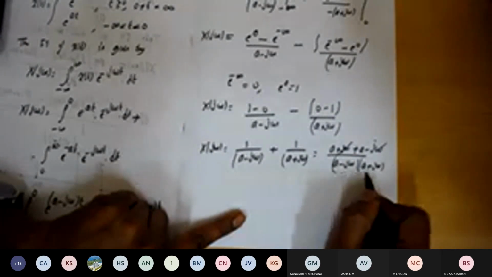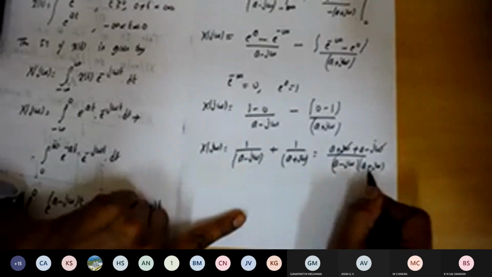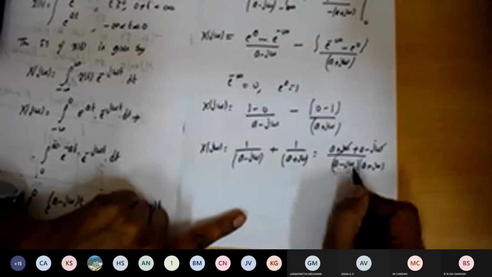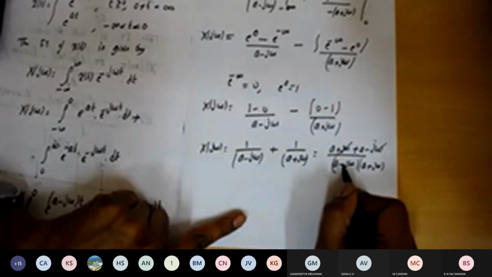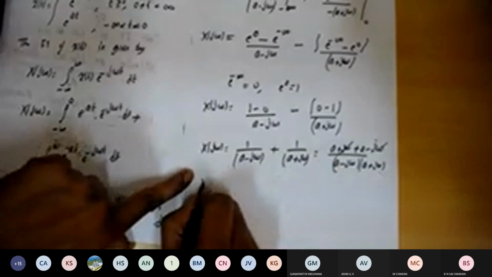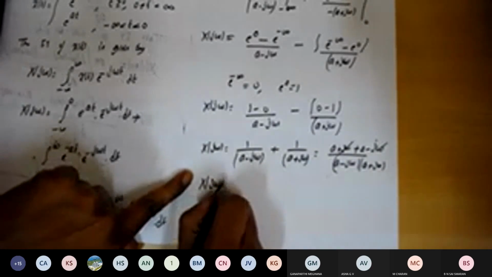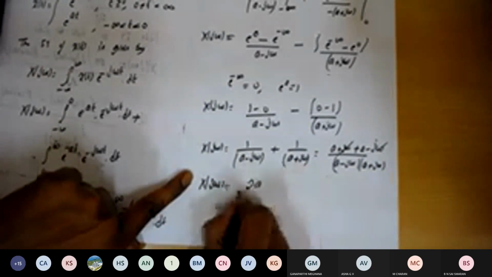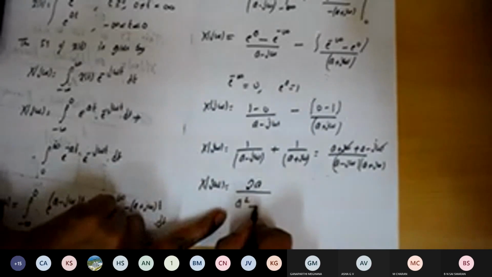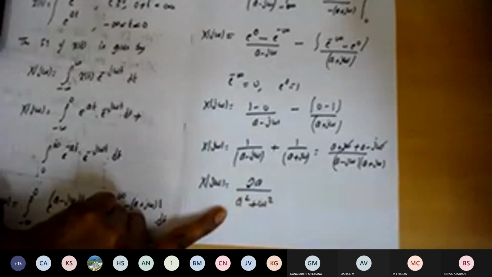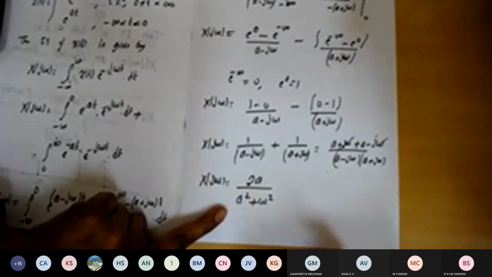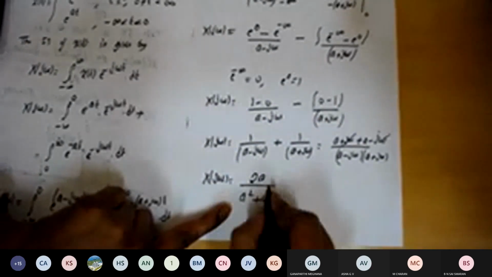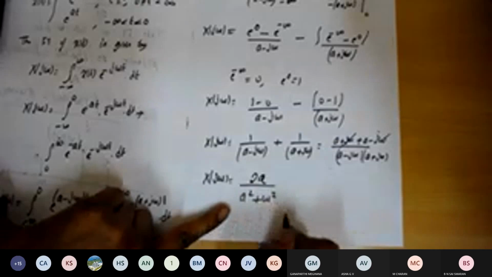So I'll write the answer directly. To recall, a minus b into a plus b becomes a square minus b square. So omega square, j square is minus 1. Minus into minus will become plus 1. So the answer will be X of j omega is equal to 2a divided by a square plus omega square.